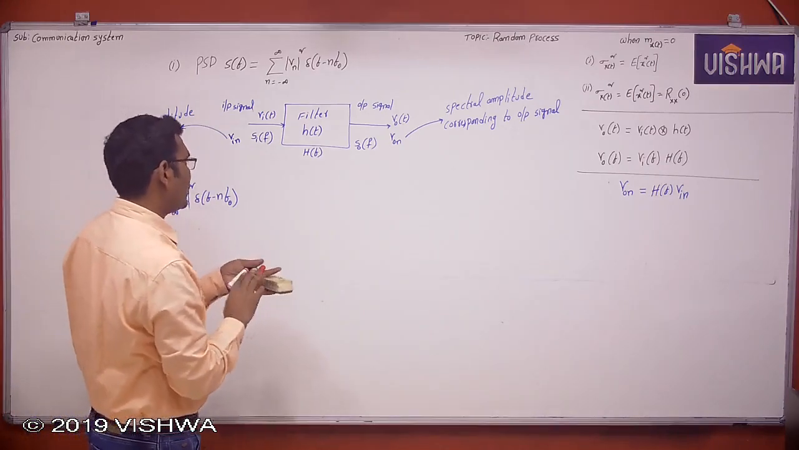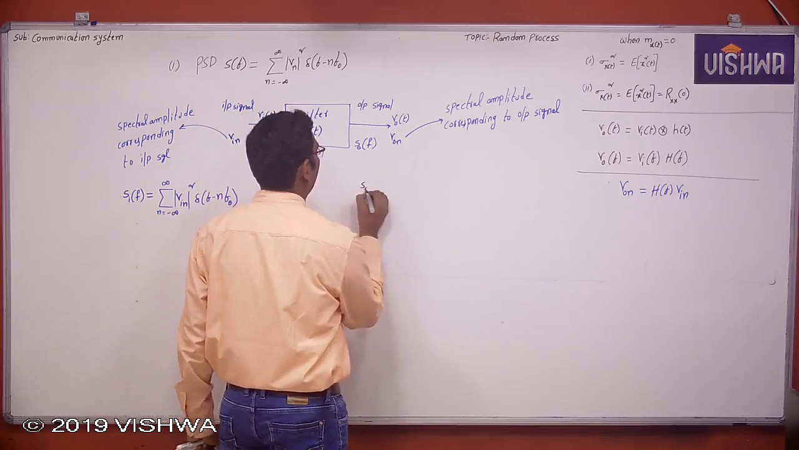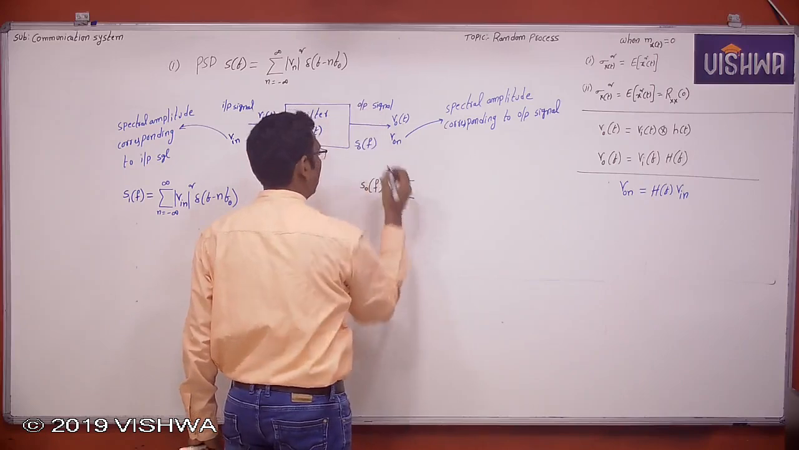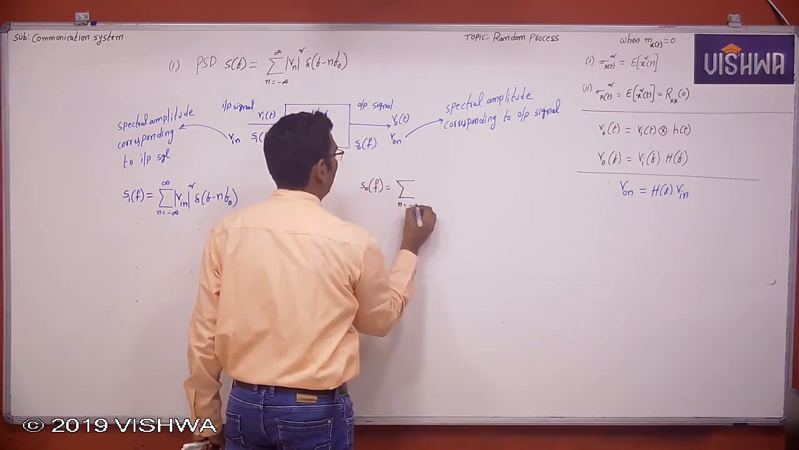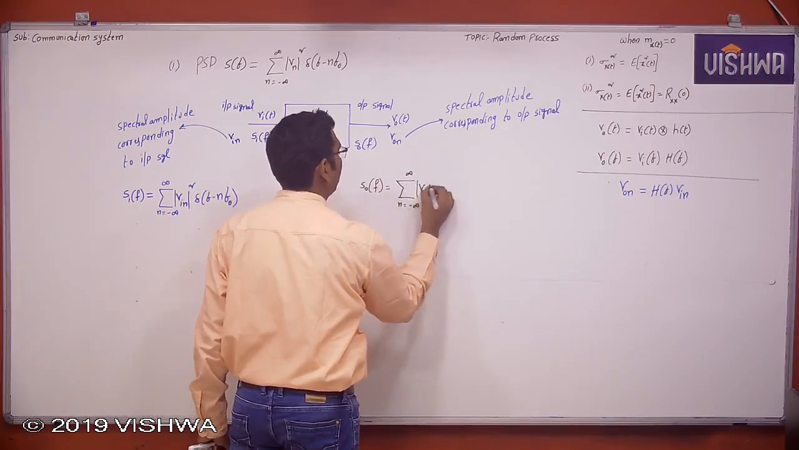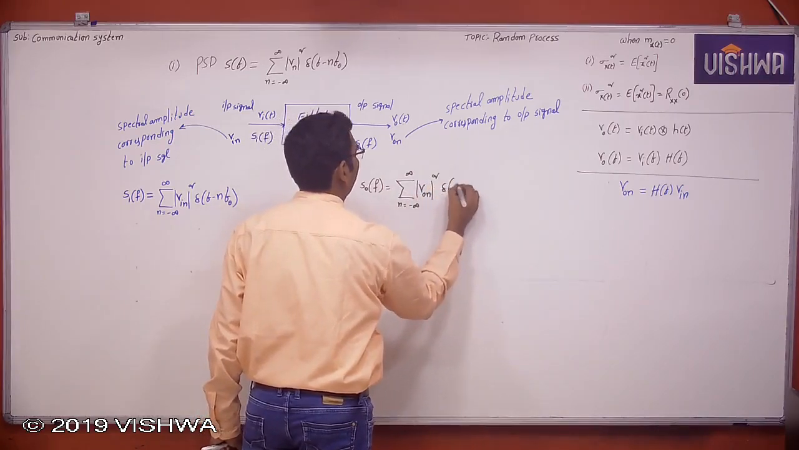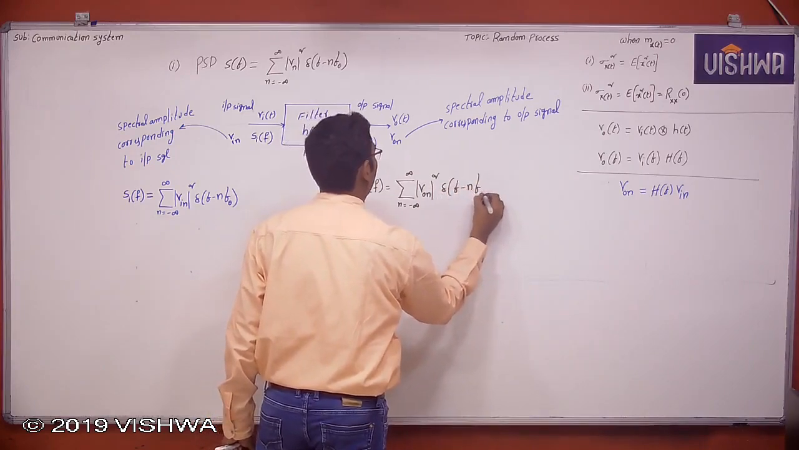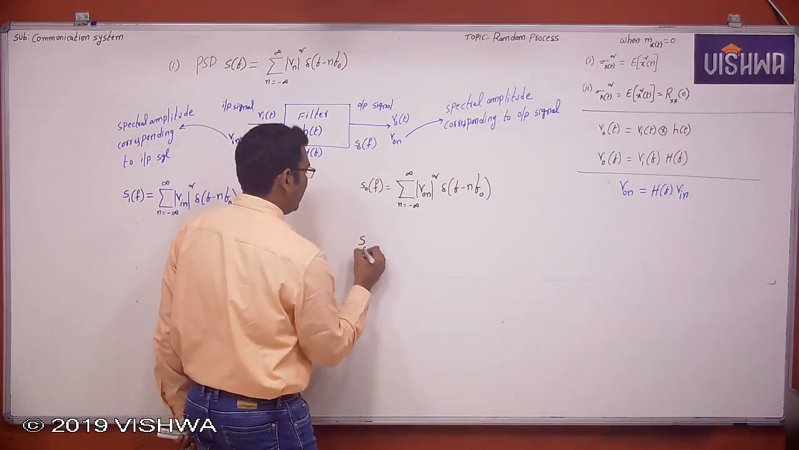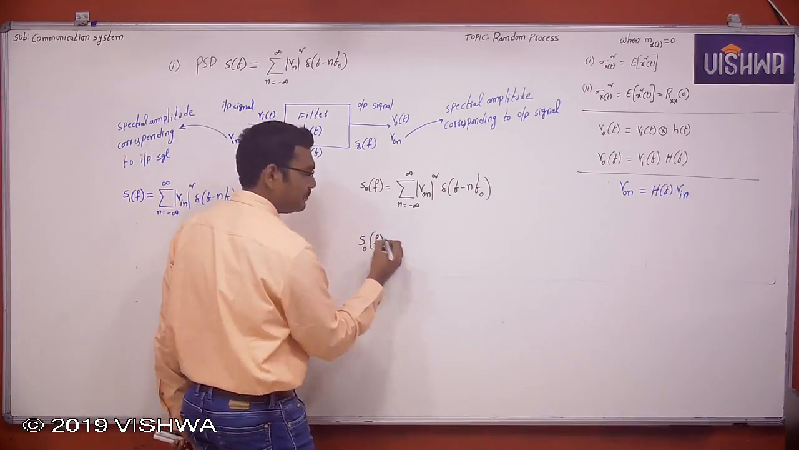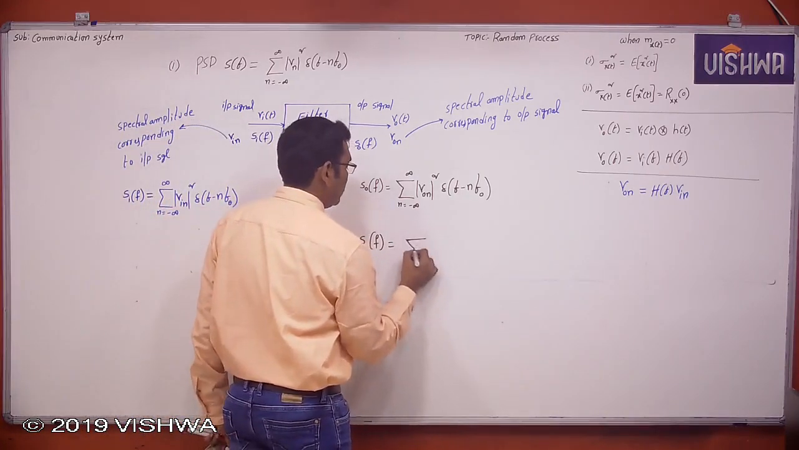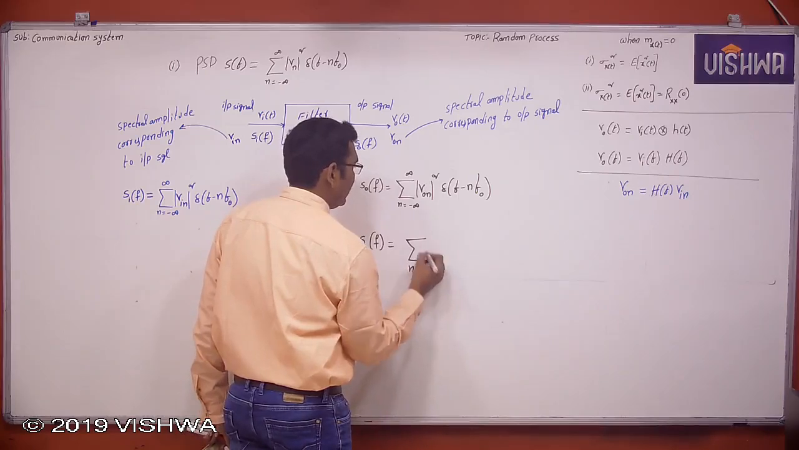Similarly, what is the power spectral density at the output signal S naught of f? It is the summation from n equal to minus infinity to plus infinity of the normalized powers at the output signal, V naught n square into delta of f minus n f naught. So can I write it like this? This is the power spectral density at the output side.